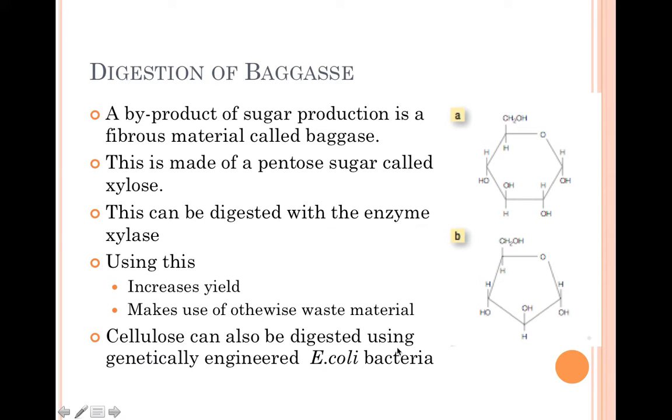There's also some people who are exploring using the cellulose, which makes up plant cell walls. And if we can use that as well, again, we're going to increase our yield because more of the plant's chemical energy is going to get converted into ethanol, and therefore we can use more of that energy as a fuel source.